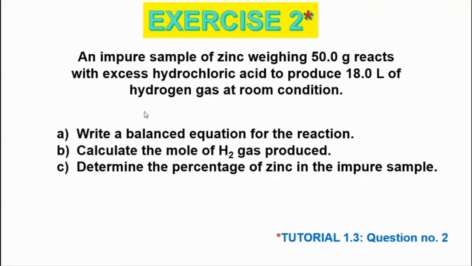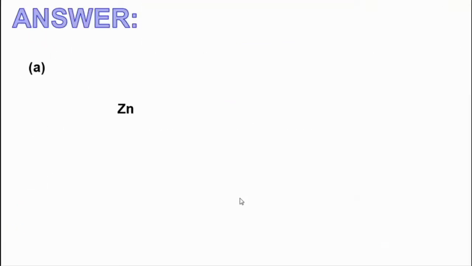The question here is, firstly, write a balanced equation for the reaction. Then calculate the mole of hydrogen gas produced, and lastly, determine the percentage of zinc in the impure sample. So let's start with the first part of this question, A. We are going to balance this equation. First we have zinc, which reacts with hydrochloric acid to give zinc chloride and hydrogen gas.